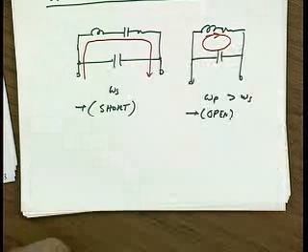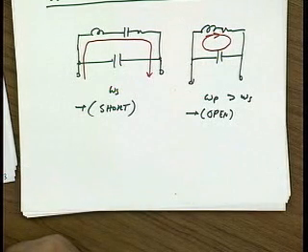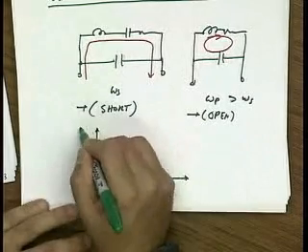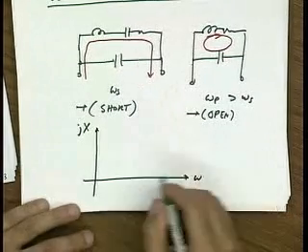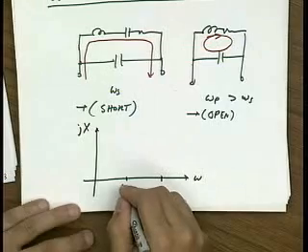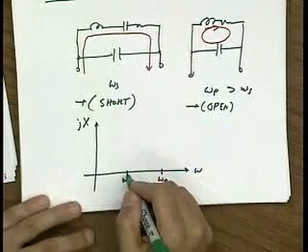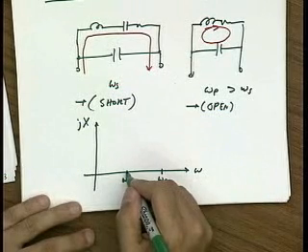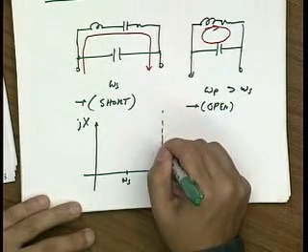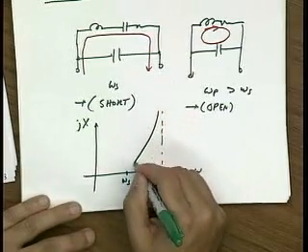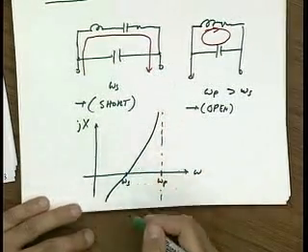This is an important concept that we'll come back to again and again when designing crystal resonators. If I were to plot the reactance of the circuit versus frequency, the plot may look something like this. This is omega s, this is omega p. At series resonance, the reactance is exactly 0. At parallel resonance, the reactance is infinite. And in between, there would be a curve that looks something like this.